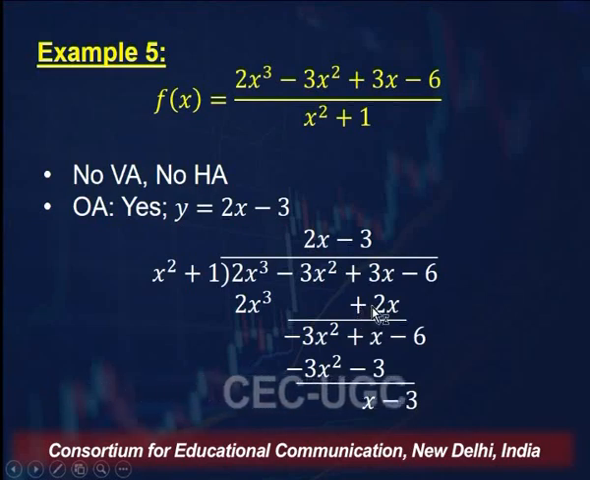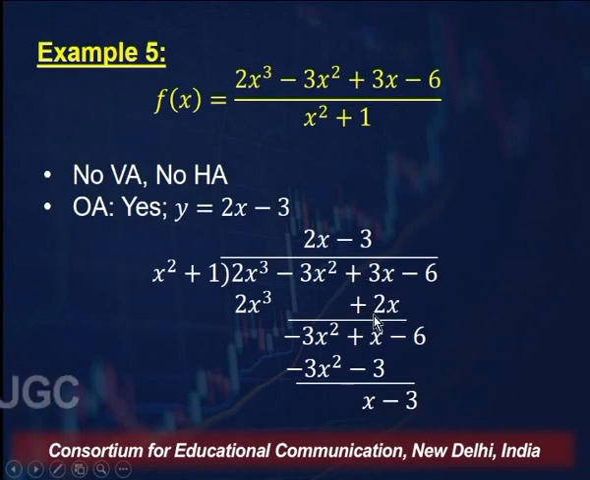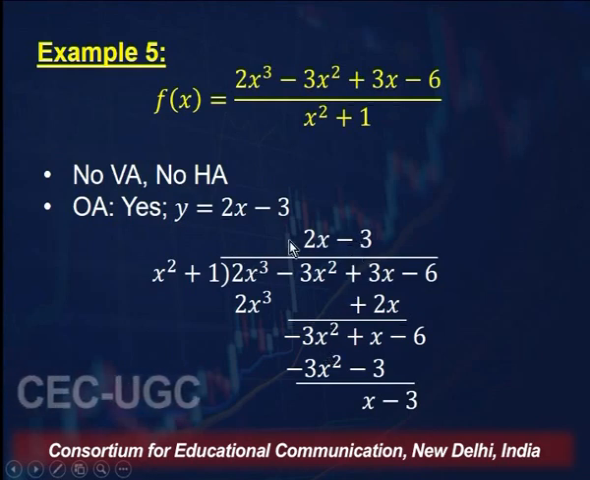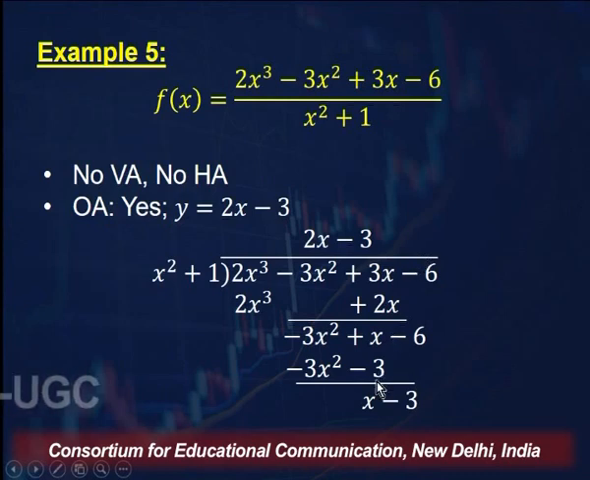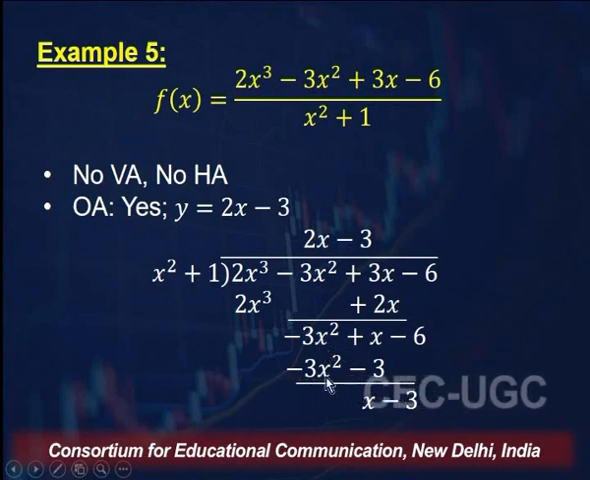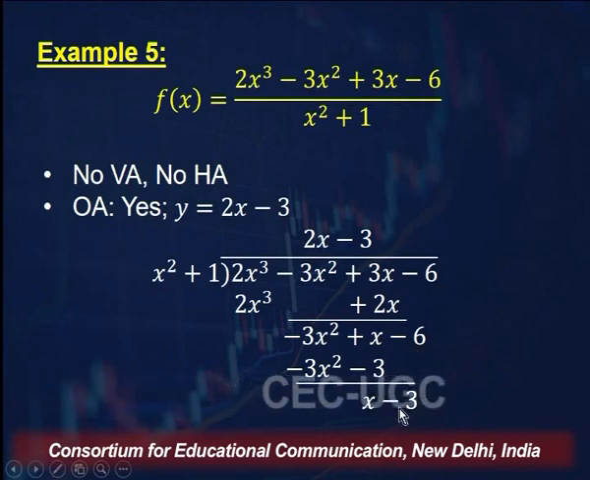So you have a 2x here, and the sign here will change. So that will give you minus 3x squared. And 3x minus 2x will be x, which is carried down as x minus 6. And then x squared goes into minus 3x squared minus 3 times. x squared times minus 3 is minus 3x squared, and plus 1 times minus 3 is minus 3, so you have a minus 3 here. The signs of these two terms will change, so that minus 3x squared plus 3x squared will get cancelled, and you'll have x minus 6 plus 3, which is x minus 3 in the remainder.